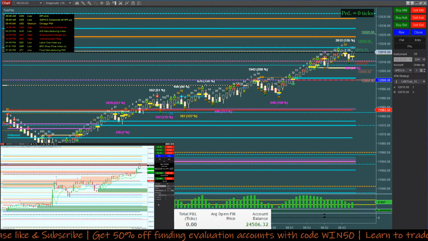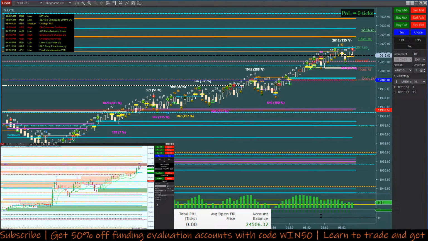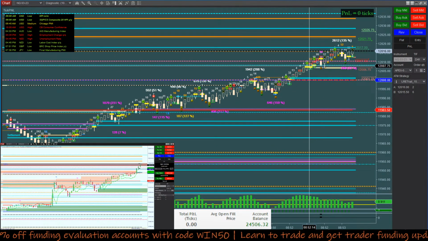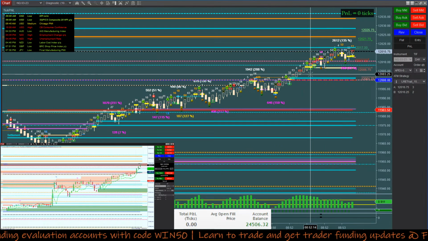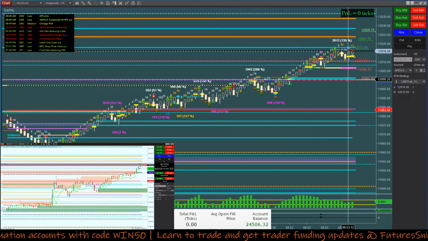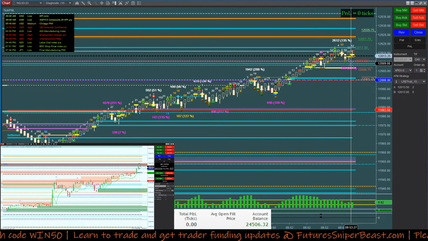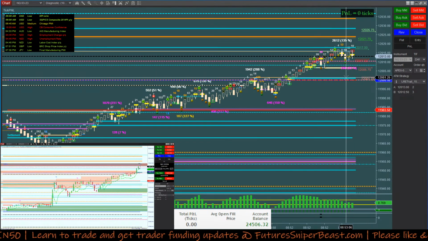Double cluster NQ. Waiting to see if we get this pullback here. We'll have to be careful, though, because we've got quite a bit of clusters up here on the 10 tick. So if I do get a pullback around 12,000, I have to see what it looks like.